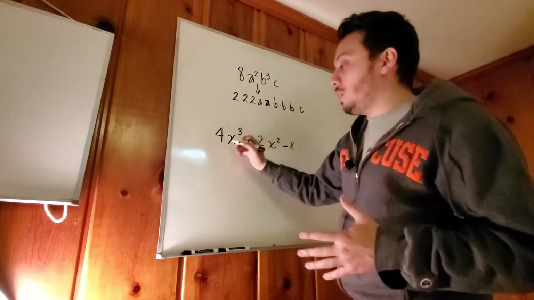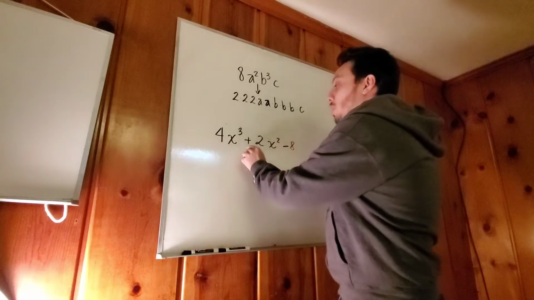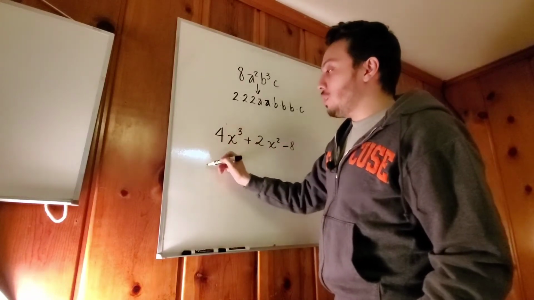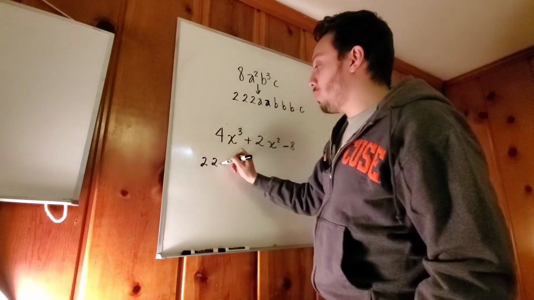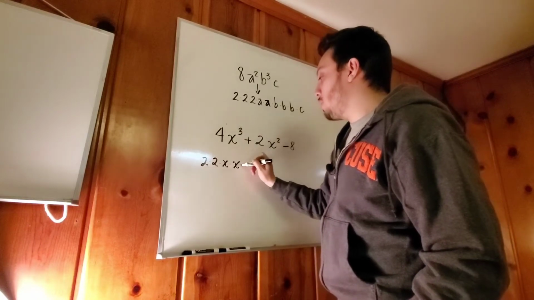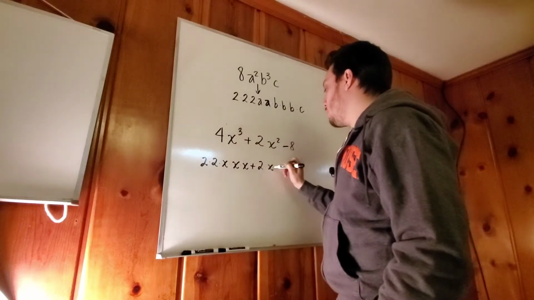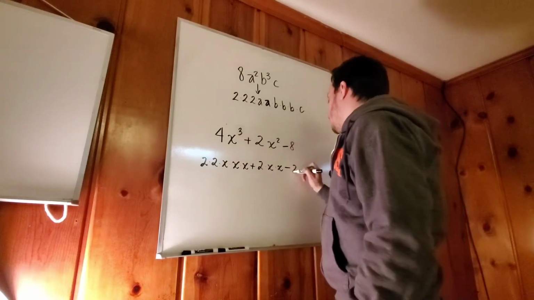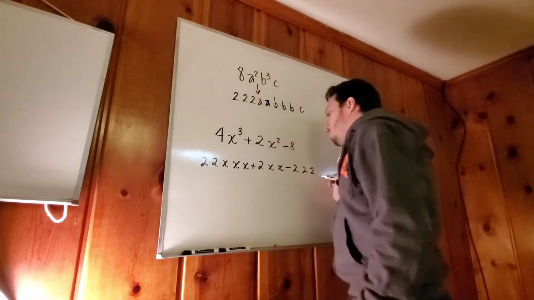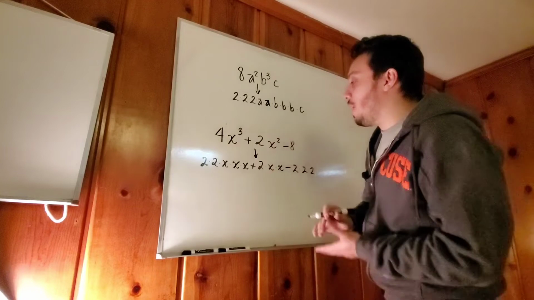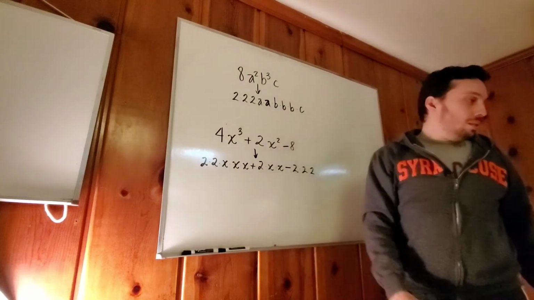What about this one? We're going to separate them by the plus or the minuses, but it would be very similar. 4 is the same thing as 2 times 2 times x times x times x, plus 2 times x, minus 2 times 2 times 2. And so that's what I told you. You need to understand how to prime factorize so that you can factorize together.